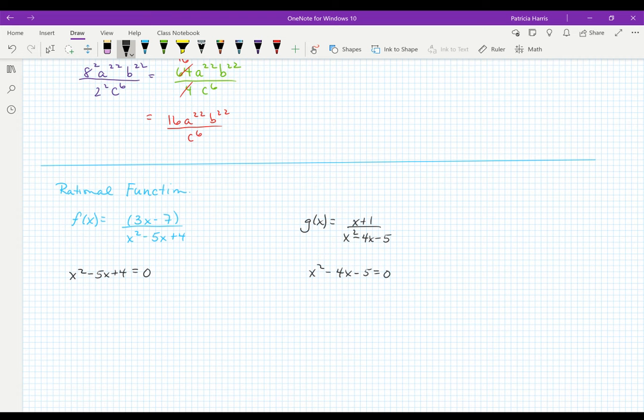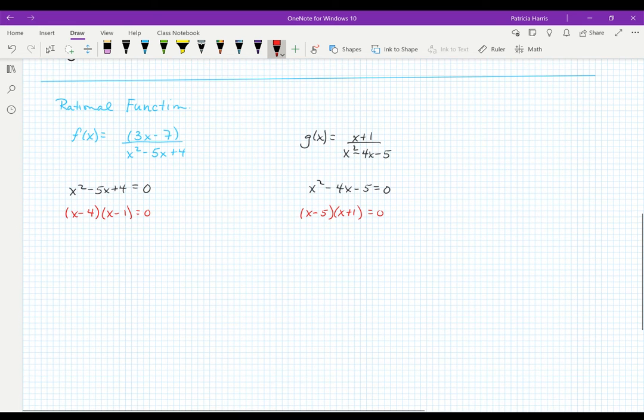Okay, now these are both quadratics, so I need to either remember how to factor, how to use the quadratic formula, complete the square, things like that. These are both factorable though, so I'm going to use that method. So I need to think of two numbers. For the first one that multiply to 4 but add to give me negative 5, that would be negative 4 and negative 1. Okay, for the second one, I need two numbers that multiply to negative 5 but combine to give me negative 4. That would be negative 5 and a positive 1. Okay, so those two values give me 0 on the bottom. So I got to kick them out.